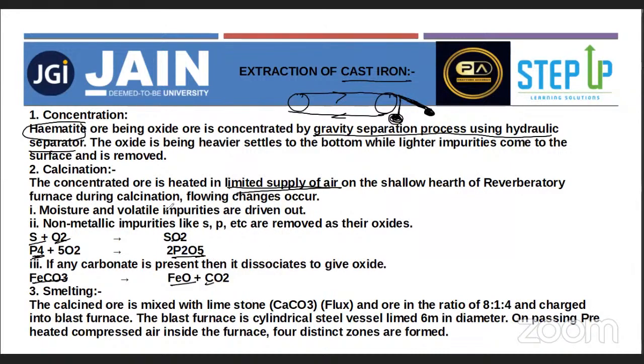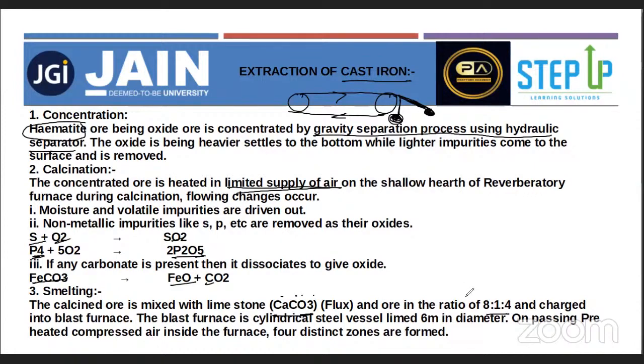Now, after we are done with calcination and roasting, we do smelting. The calcined ore is mixed with limestone, that is CaCO3, in a ratio. What is present here at 8:1:4? We have CaCO3 here. The ratio is 8:1:4, so the ore is in the ratio of 8:1:4.